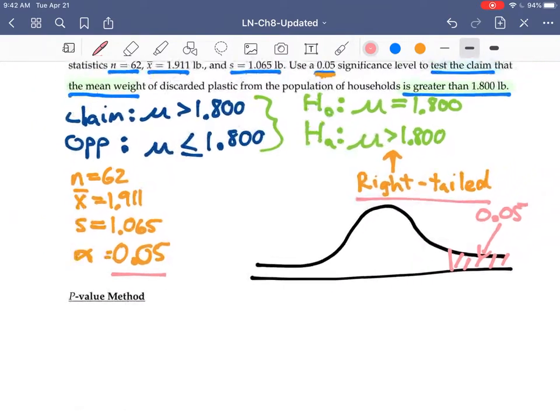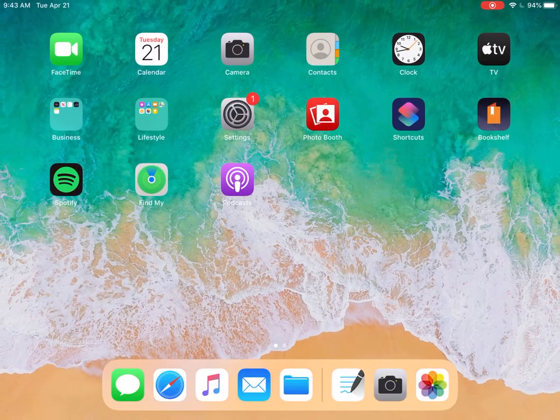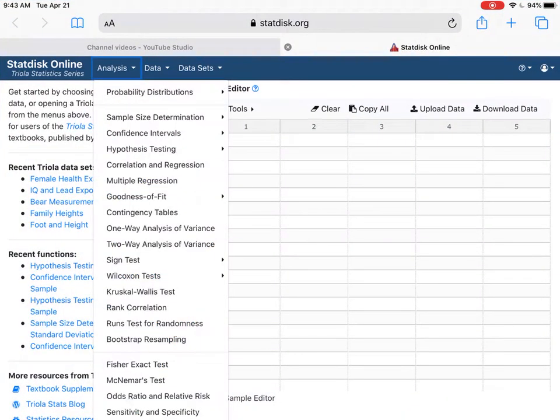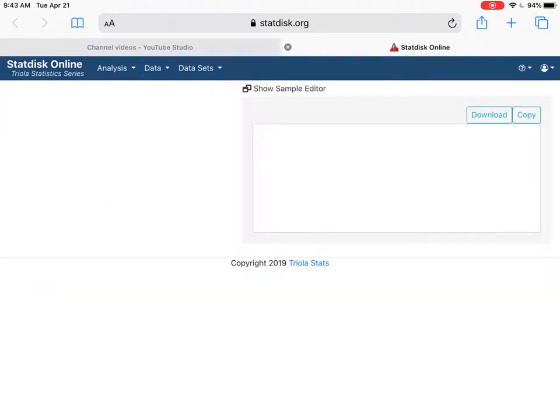All right, so let's go to StatDisk and do our hypothesis test there and have it come up with some calculations for us. So let's over here in StatDisk. We are going to choose analysis. Then we are going to choose hypothesis testing. And we are choosing to do a hypothesis test about a mean. Right? So it's a claim about a mean, that the mean is greater than 1.800. So it's a mean with just the one sample. And so we choose that.